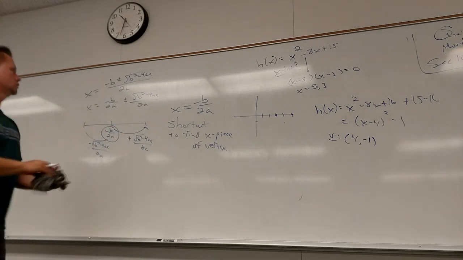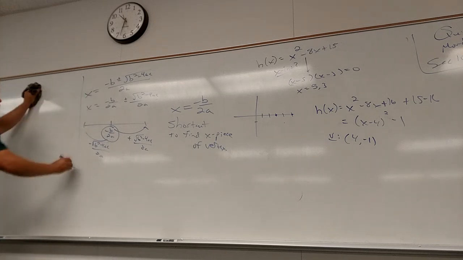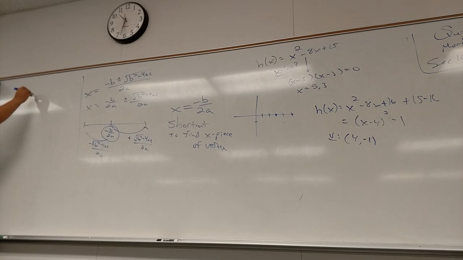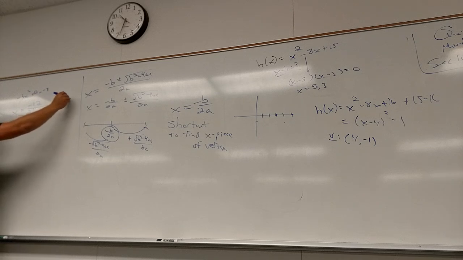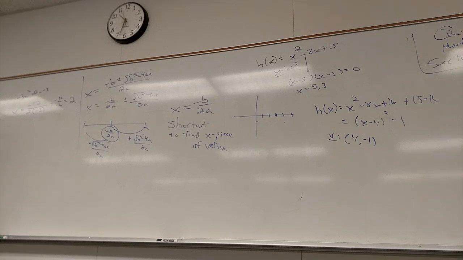Let's try an example. What was that one we just did? It was negative 3x squared plus 12x minus 8 or something, right? So if I use this shortcut, x equals negative b, what's b? 12. 12 over twice a. Negative 12 divided by negative 6 is 2. Was that the vertex x piece we got? What did we get for the vertex for that one? 2, 4. So that's the x piece of the vertex.